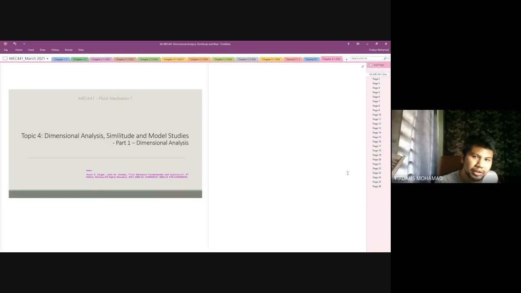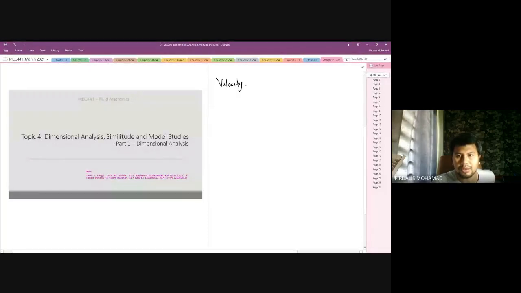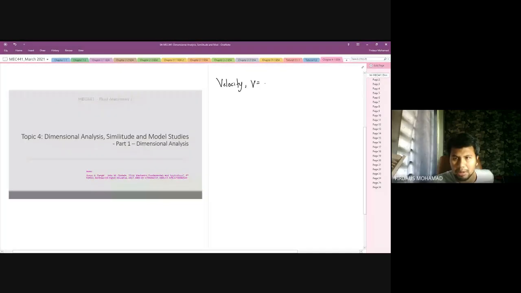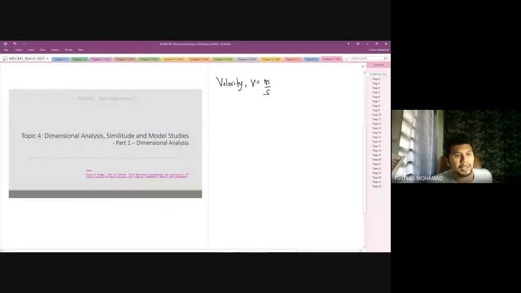For example, velocity. We know that the unit is meter per second. So this is the dimensional. Meter per second is the dimensional. The dimension, or the unit, we call it the dimensional.